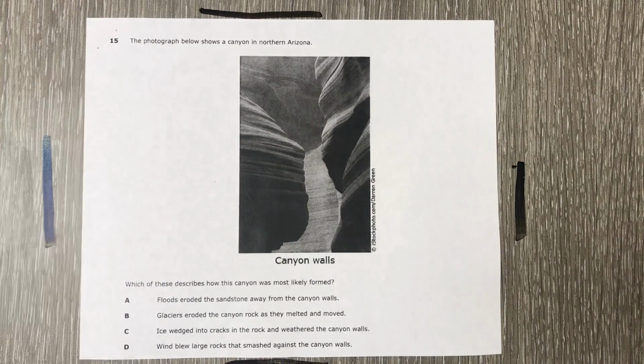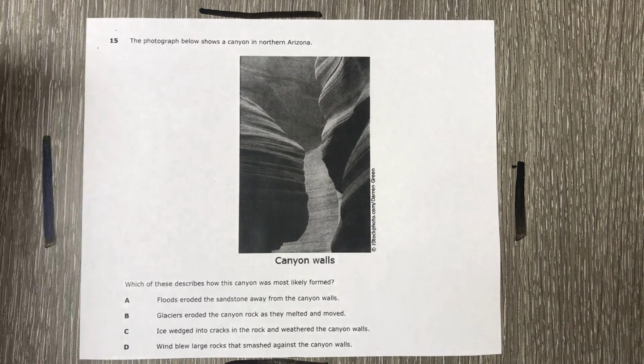The photograph below shows a canyon in northern Arizona. Canyon walls. Which of these described how the canyon was most likely formed? A, floods erode the sandstone away from the canyon walls. B, glaciers eroded the canyon rock as they melted and moved. C, ice wedged into cracks in the rock and weathered the canyon walls. D, wind blew large rocks that smashed against the canyon wall.